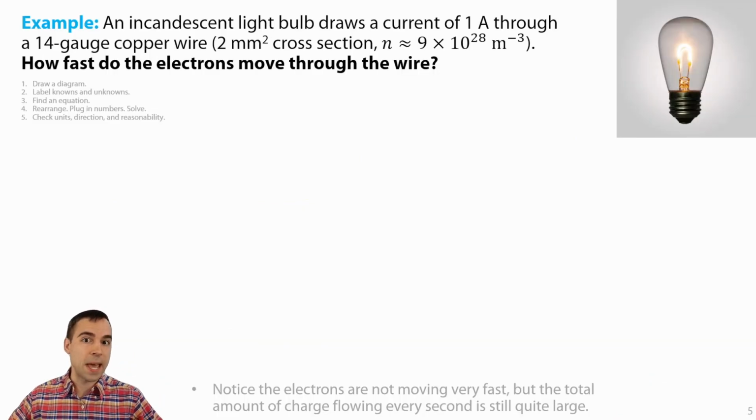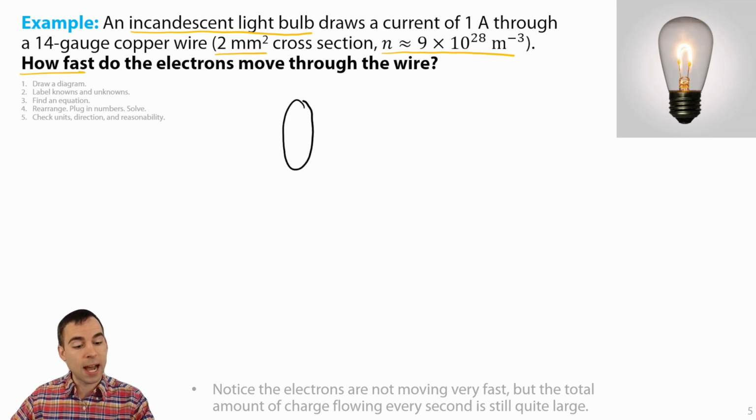So let's try an example. Here we have an incandescent light bulb filament made of copper with a cross-sectional area of 2 millimeters squared and an electron charge carrier concentration of 9 times 10 to the 28 electrons per meter cubed. The question is, how fast do the electrons move through the wire? So we'll start with our standard problem-solving strategies. We will draw a diagram.